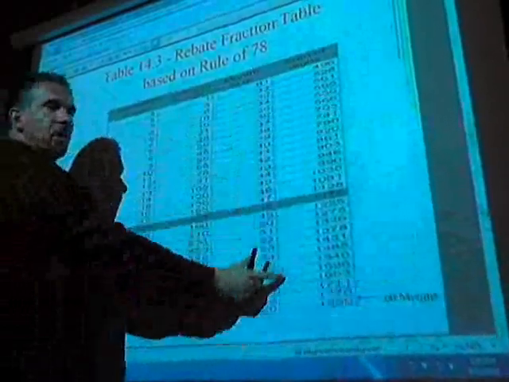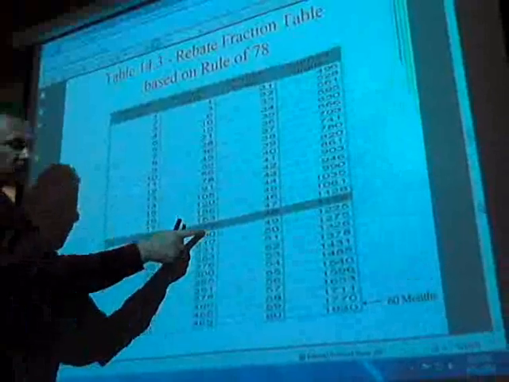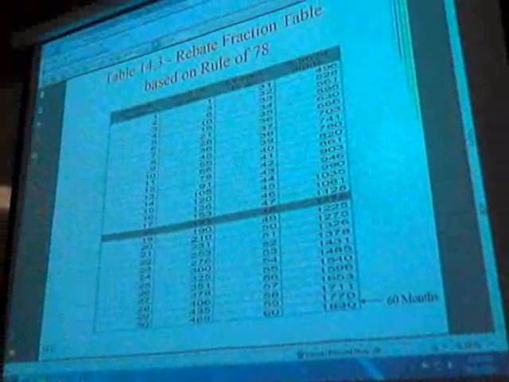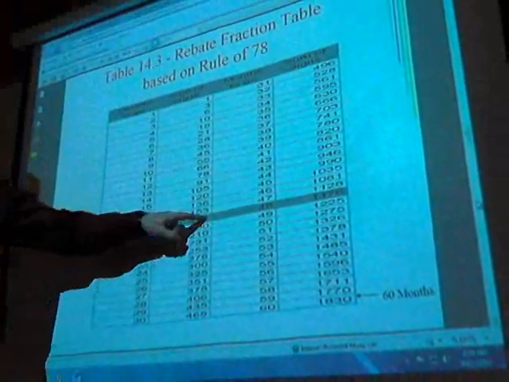Ignore these 2 columns totally. Just pretend we're looking at these 2. You would find 18 months, go 1 to the right. That's the number you use in the formula. That is not the savings, okay? That's not how much you're saving. That's just the number you're using in the formula.